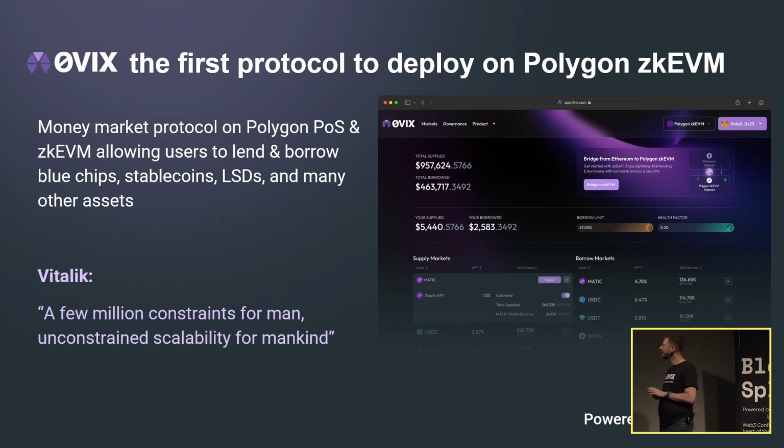He chose a random address that he saw on Etherscan that was already transacting with the Polygon zkEVM, and that was us. He sent us a very tiny piece of ETH, and also this message: a few million constraints for mankind, unconstrained scalability for mankind, which is, you know, for us a very immortal message, and the proof that we are on the right track in terms of the Polygon zkEVM.